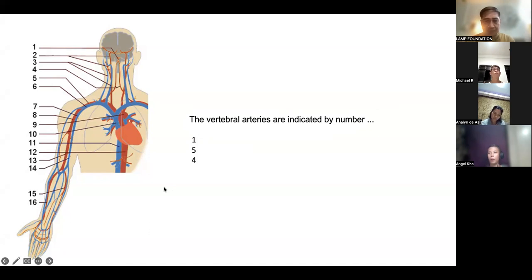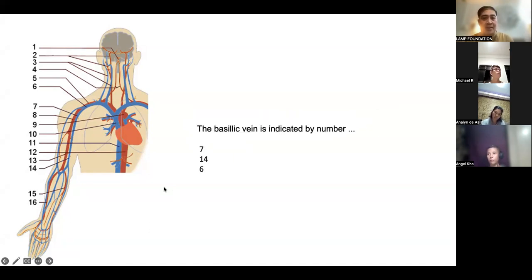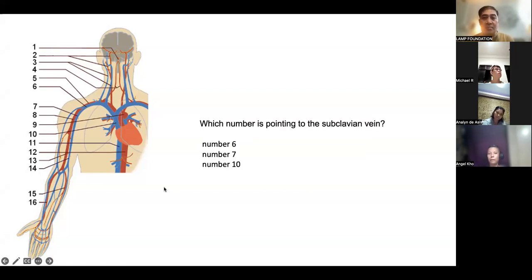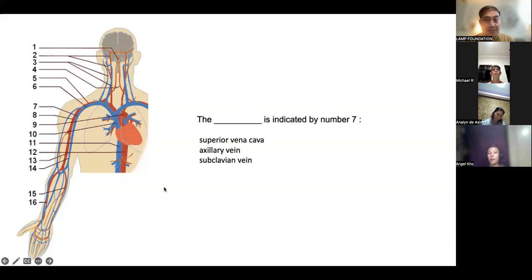By number 4. The basilic vein is indicated by number? Number 14. The descending aorta is indicated by number? Number 12. Which number is pointing to the subclavian vein? Number 6. The blank is indicated by number 7.